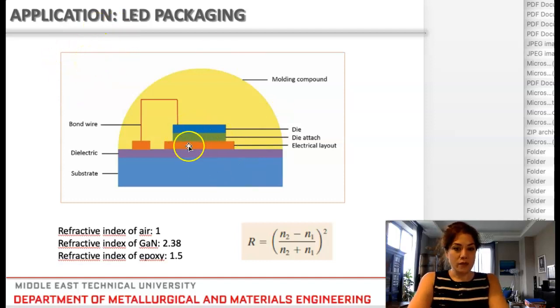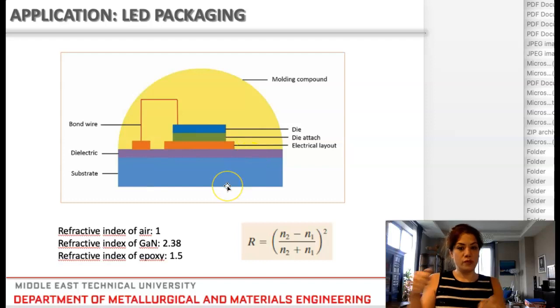So think about, I'm applying a voltage difference to this material, and you've seen it in electrical properties. What do I obtain? Based on the band gap, I obtain a certain light. And that light generated in that semiconductor wants to get out. But the refractive index inside the material where the light is generated is 2.38. Where it's getting out, it's 1. So there is a huge difference between them. So what's going to happen?